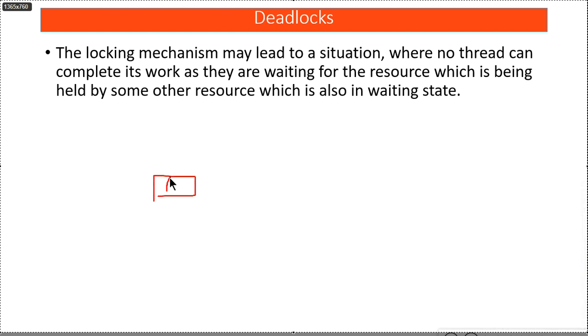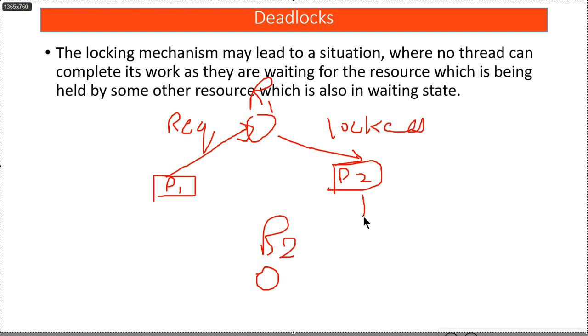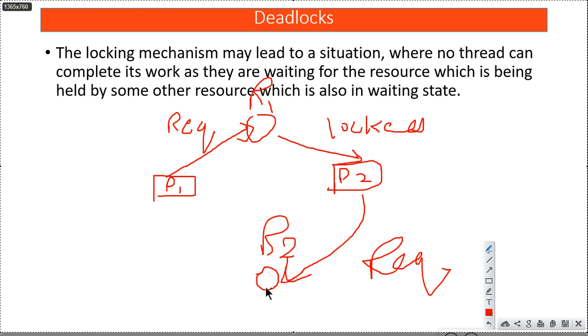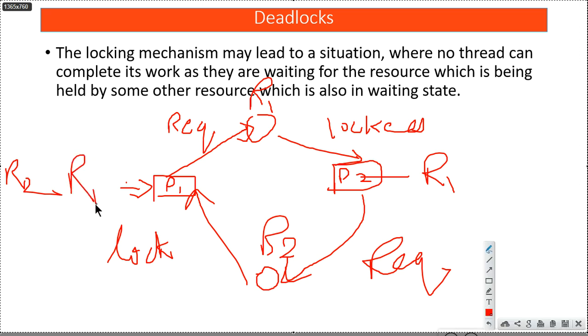I have two processes, P1 and P2, and two resources, R1 and R2. Process P1 requests R1, but it is given to P2, which has locked it. P2 requests R2, but R2 is locked by P1. So P1 is holding resource R2 and P2 is holding resource R1. P1 requests R1 but cannot get it, and P2 requests R2 but cannot get it because it is locked by P1. So neither P1 nor P2 can complete its execution. Both are waiting, and this wait will never end, which results in deadlock.